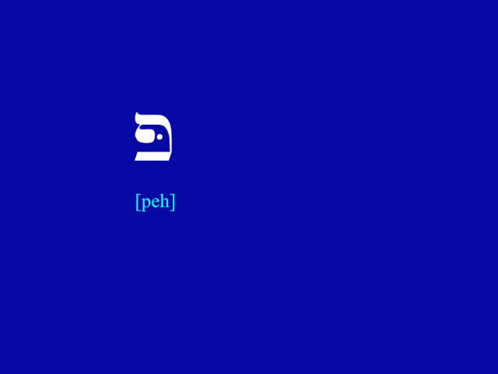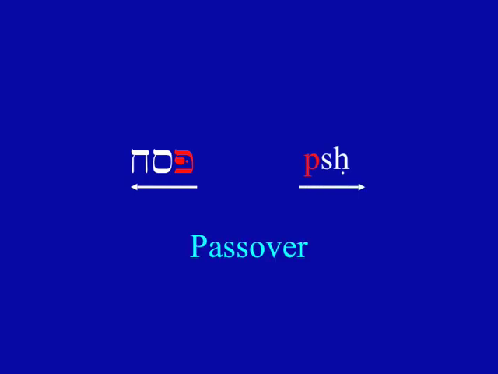Pei is our next character. You can see that it's written with a dagesh. It's the fifth of the 6 characters that may or may not be written with a dagesh, and makes the p sound, Roman P. As in the Hebrew word for Passover, Pesach.